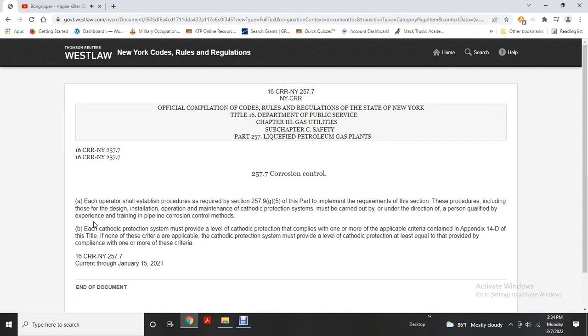255.7 Corrosion control. Each operator shall proceed with the requirements within section 257.9G5 of the part and implement the requirements of the section. The procedure includes the design, installation, operation, and maintenance of the cathodic protection system, which must be carried out under the direction of a person qualified, with experience and training in pipeline corrosion control methods. Each cathodic protection system must provide a level of cathodic protection that complies with one or more of the applicable criteria contained in Appendix 14D of the title, or where no criteria is applicable, a level at least equal to compliance with one or more of these criteria.